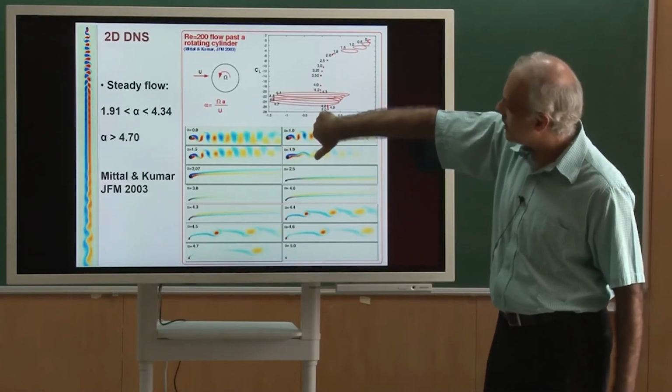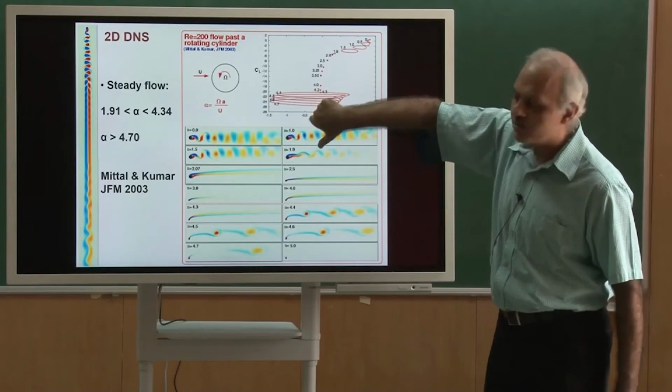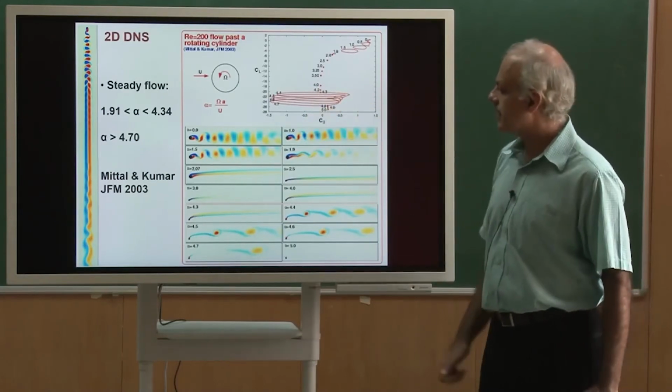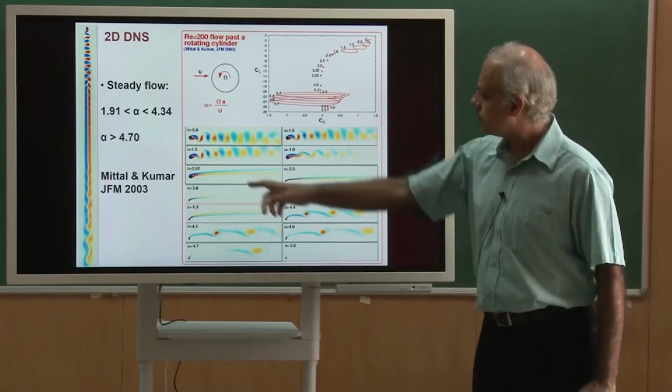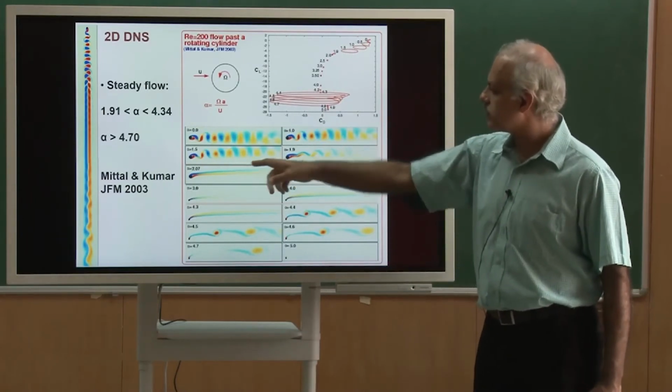Okay? So this is a two-dimensional flow. So blue is negative, so it is going into the plane of the screen. Red is positive, it is coming out of the plane of the screen. So that is the situation at alpha equal to 2.